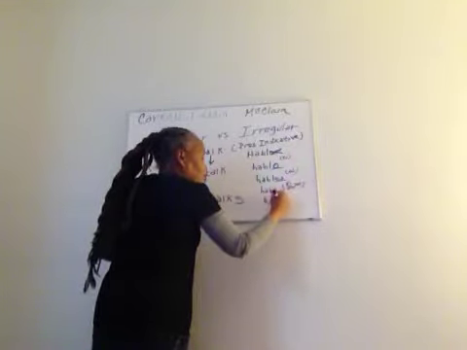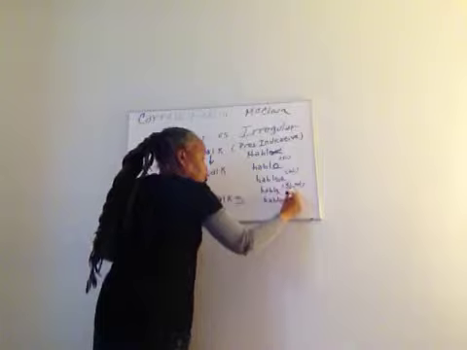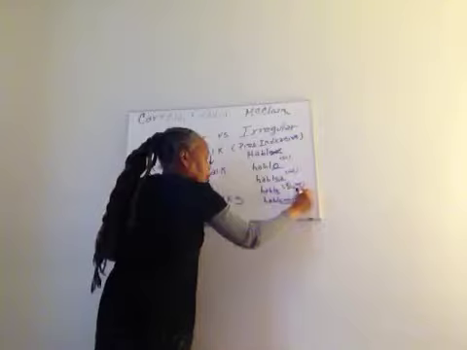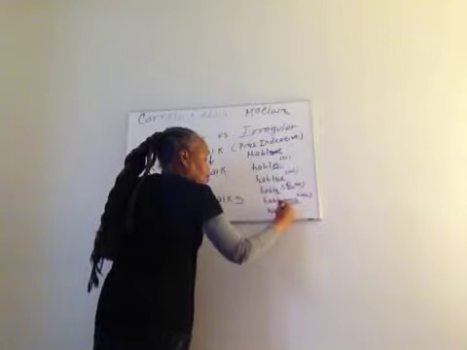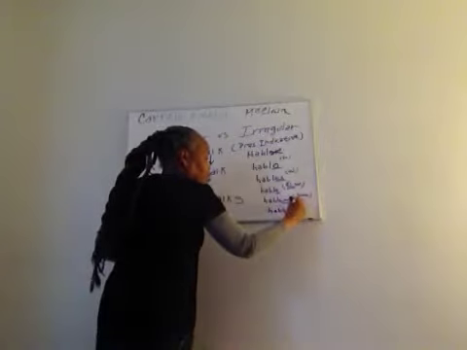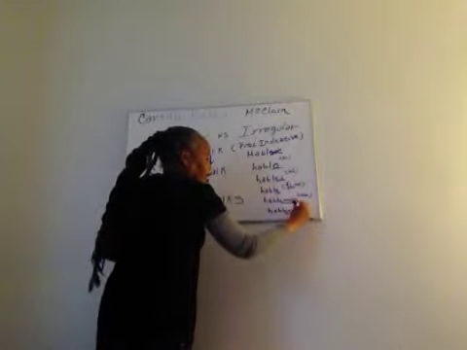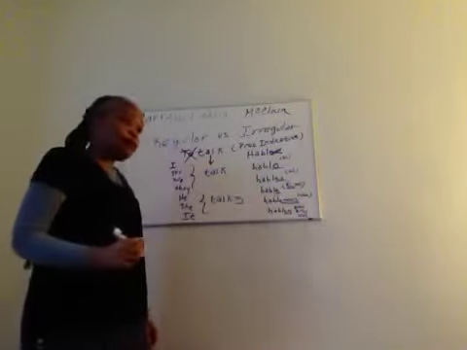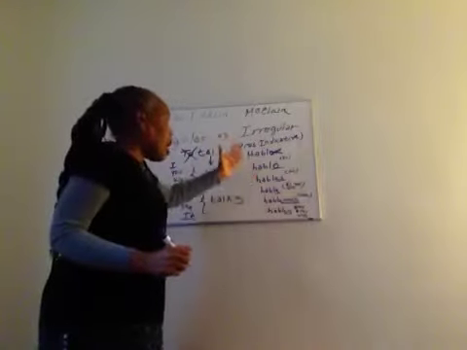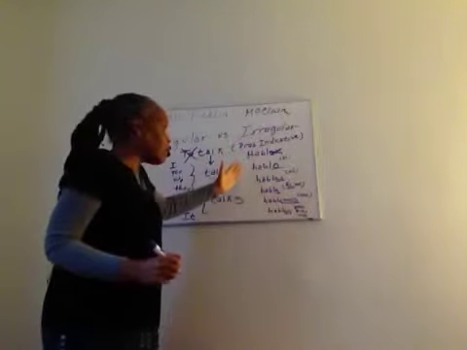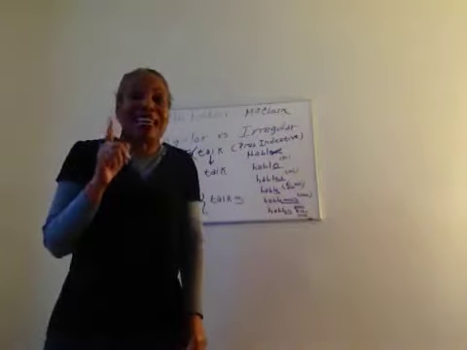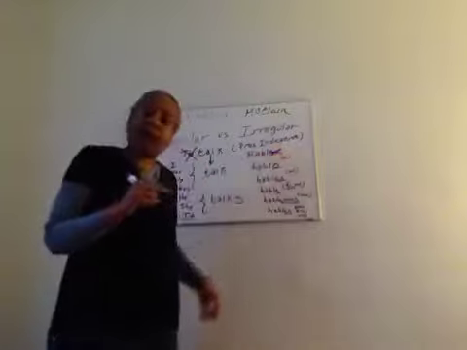This is the ending for nosotros, amos. And this is the ending for ellos, an is the ending for ellos, ellas, y ustedes. Okay? This hablar is a little bit more complicated than English, represents all regular verbs that end in AR in Spanish.